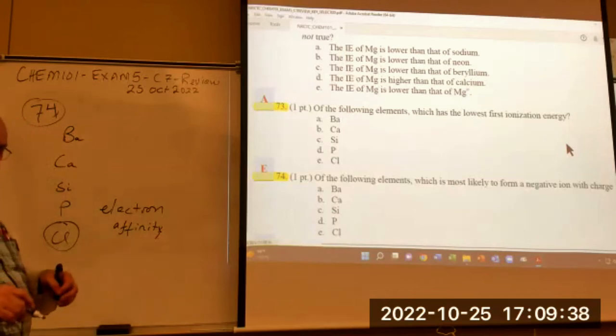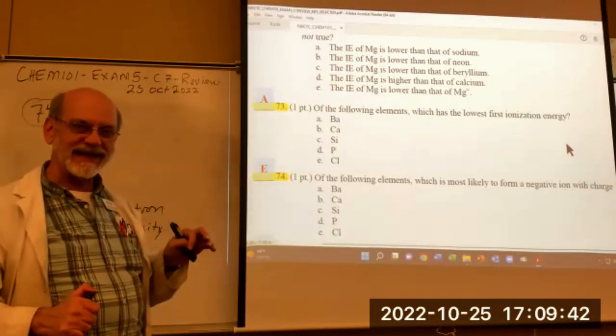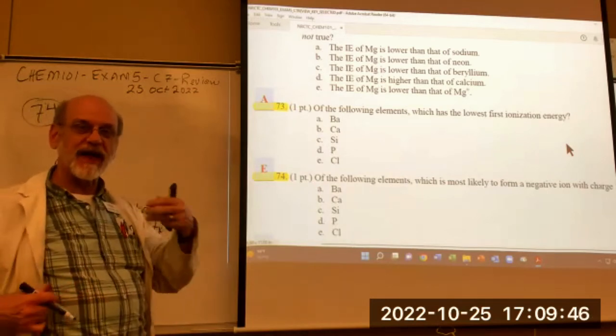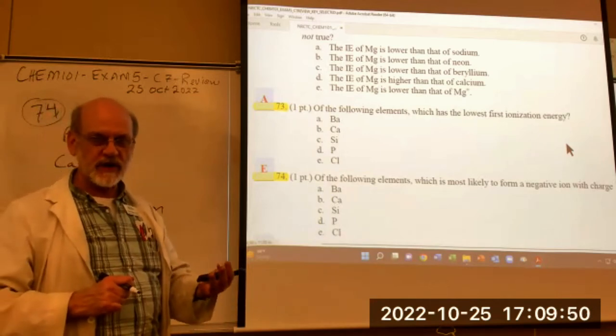Electron affinity becomes more negative as you move from the lower left up to the right, which implies strength of attraction. The more negative, the greater the strength of attraction.